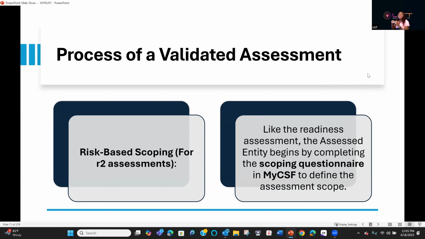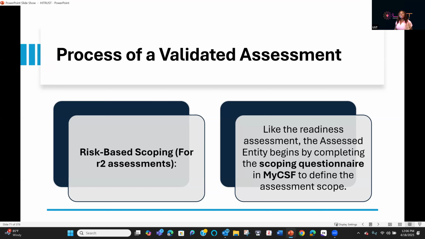Then, what is the process of validated assessment for our R2? We have the risk-based scoping that we've mentioned for R2 assessment, where the organization will receive a 2-year certification. Like the readiness assessment, the assessed entity begins by completing the scoring questionnaire, right?